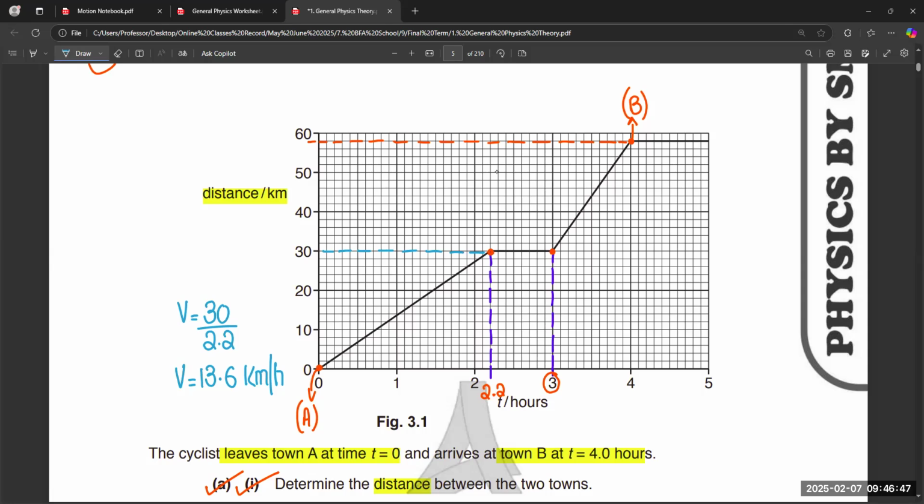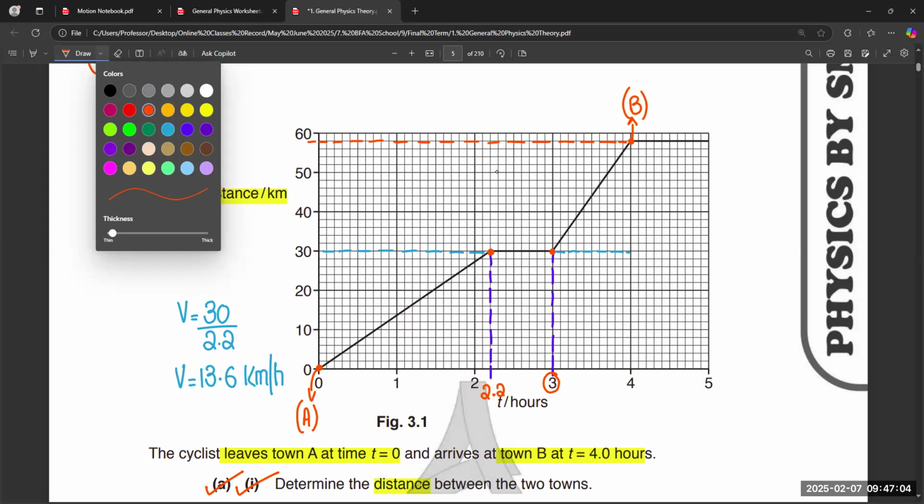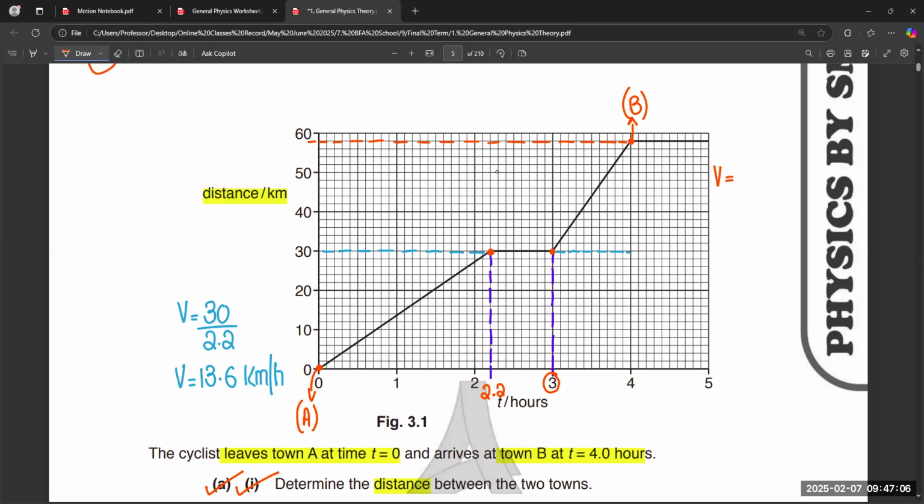And after the rest state, from 3 hours till 4, there is a difference of only 1 hour. So if you find the velocity, the distance covered is from 30 to 58. So 58 minus 30, this is the distance, divided by the time, which is 4 minus 3.